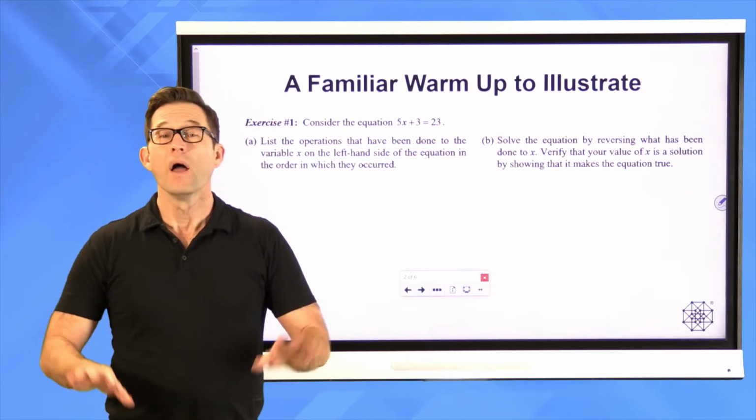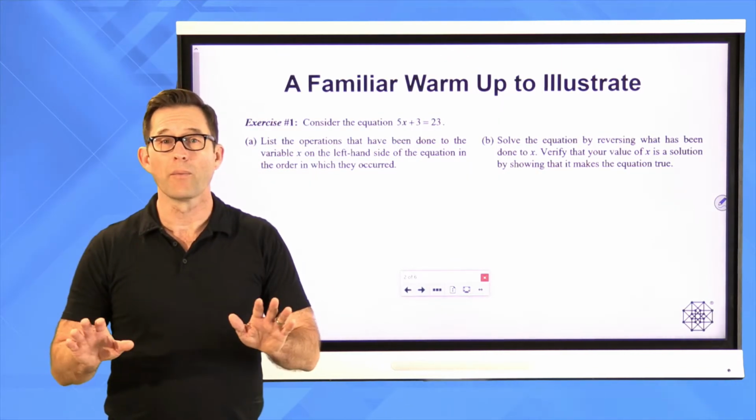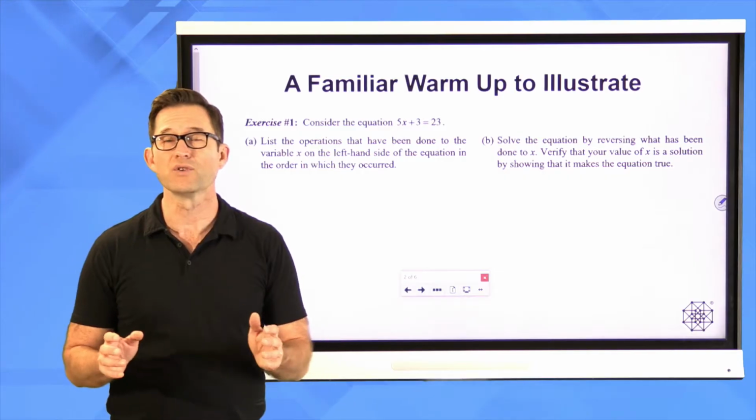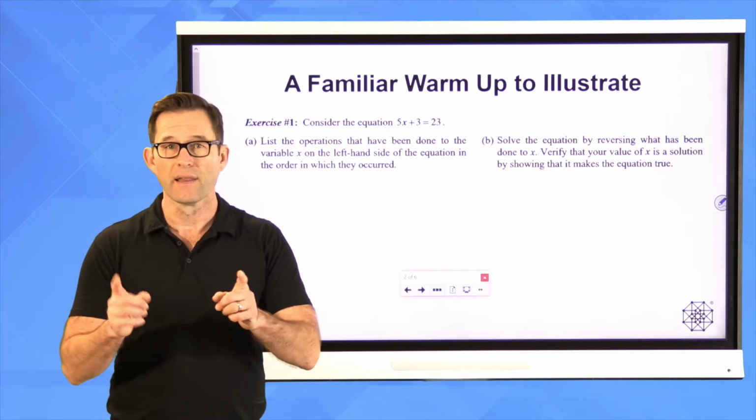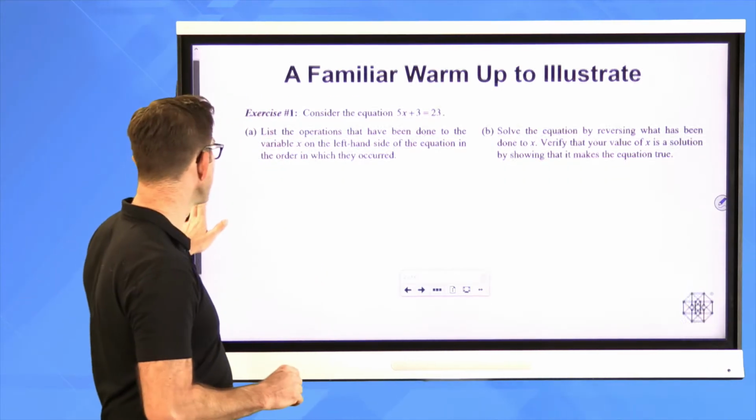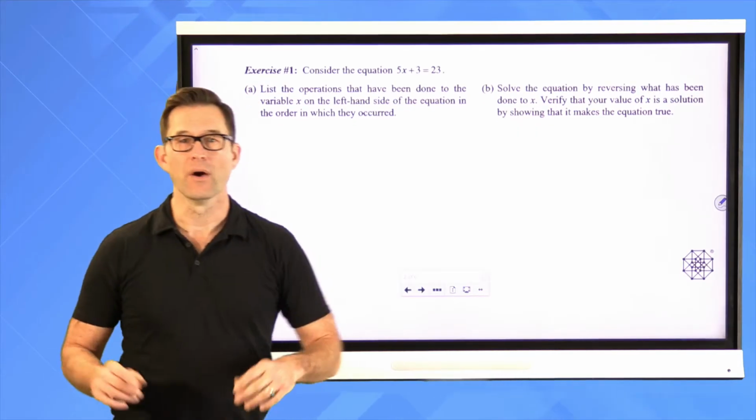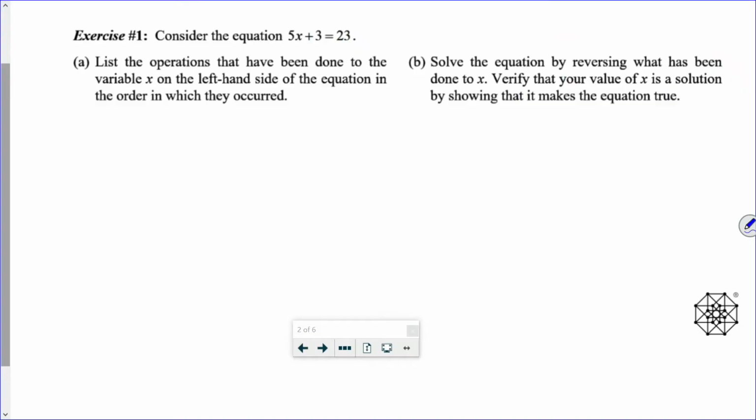All right, here we go. Let's do a familiar sort of problem from middle school. You've been seeing an equation like this since 7th grade, and let's do this as a warm-up. Here we go, exercise number 1. Consider the equation 5x plus 3 equals 23. Letter A, list the operations that have been done to the variable x on the left-hand side of the equation and the order in which they occurred.